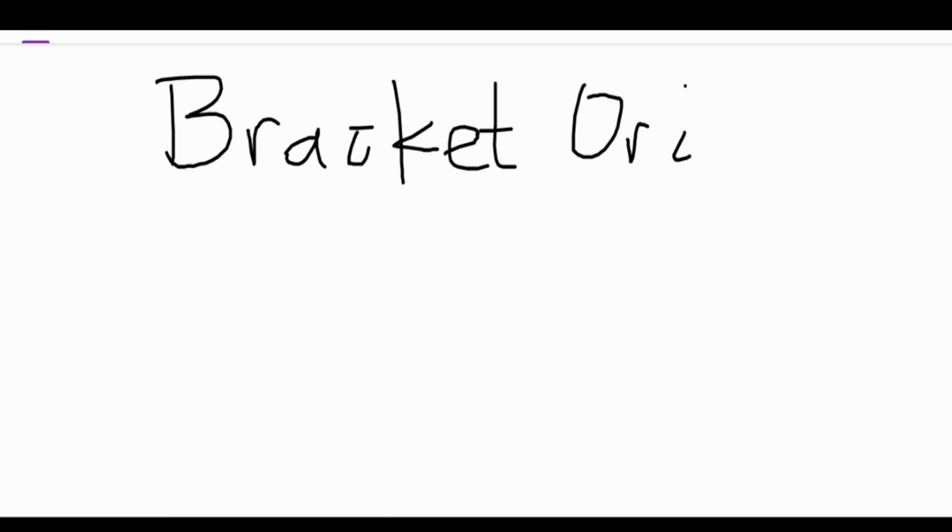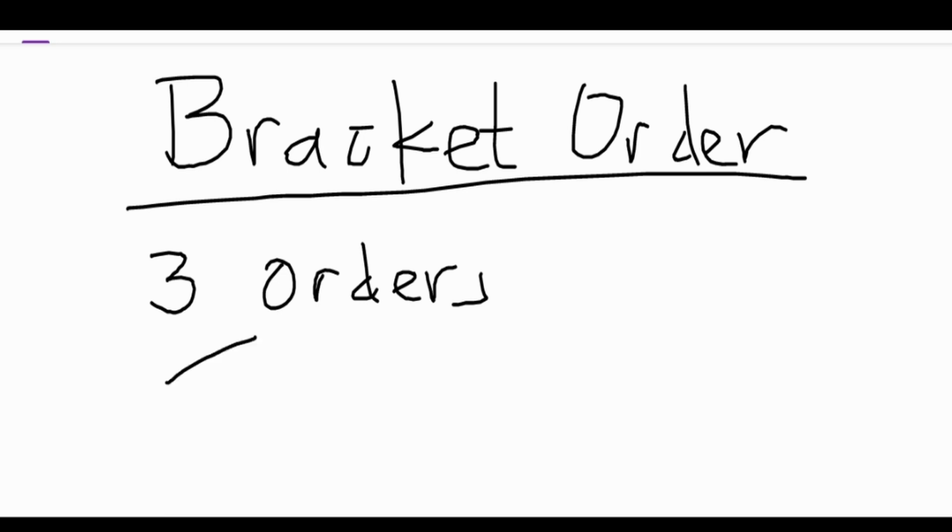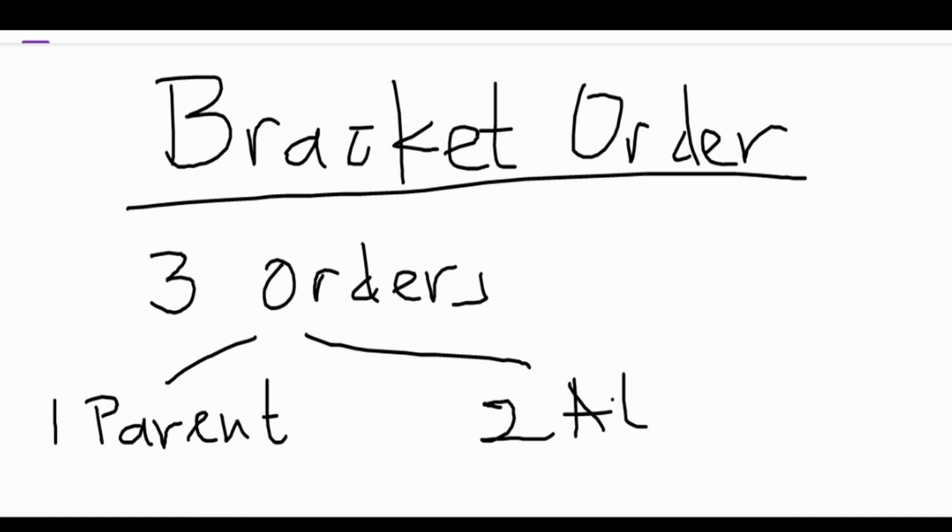Hello traders, today we are going to talk about bracket order. Practically speaking, bracket order allows you to place three individual orders in a single submission. A trader can use the bracket order to open and subsequently close a position in one order ticket instead of multiple tickets. Those three individual orders consist of one parent order and two attached orders.